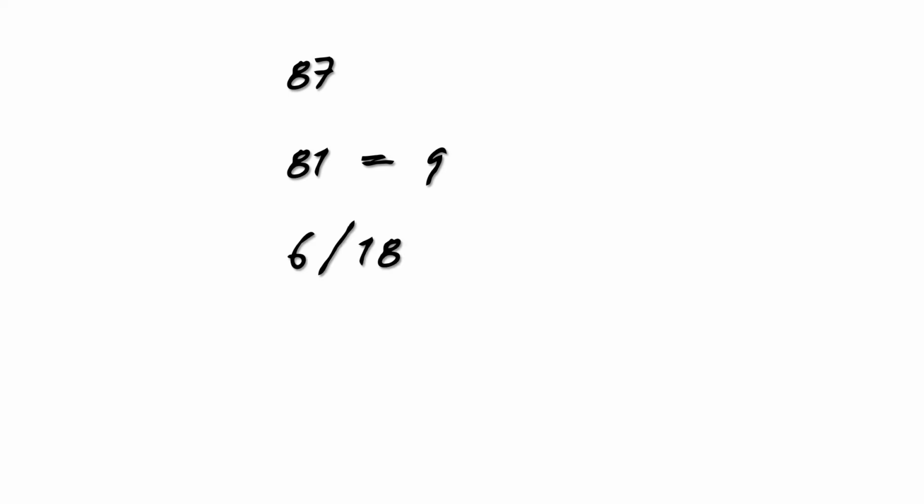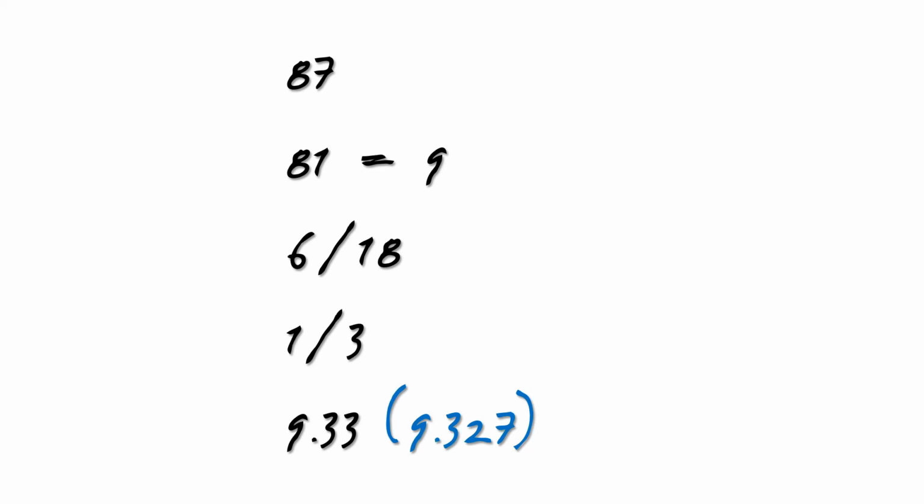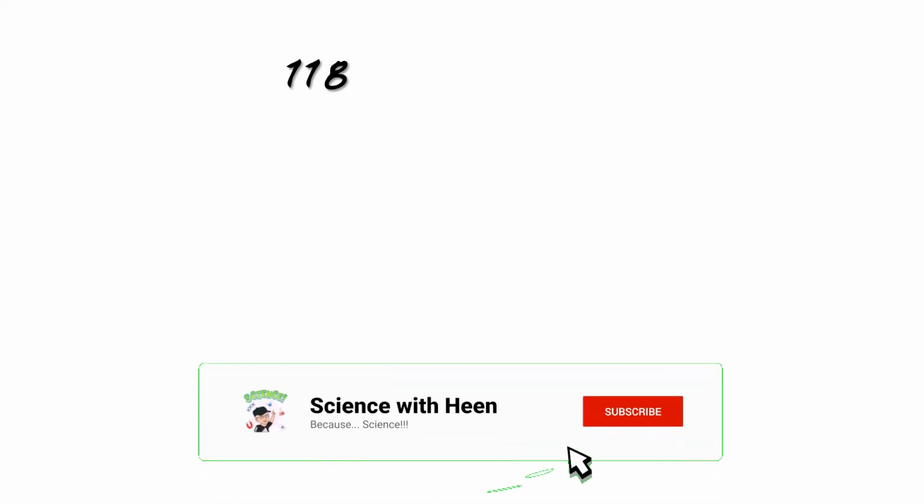The difference between 87 and 81 is 6, so we're going to divide 6 by 2 lots of 9, so 6 over 18. We can simplify that fraction to 1/3, so our answer is going to be 9 1/3, or 9.33. Calculator's answer, 9.327, which is 9.33 to 2 decimal places. Another number, 118.